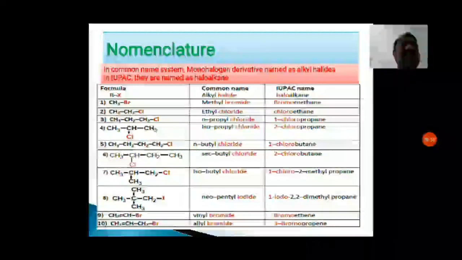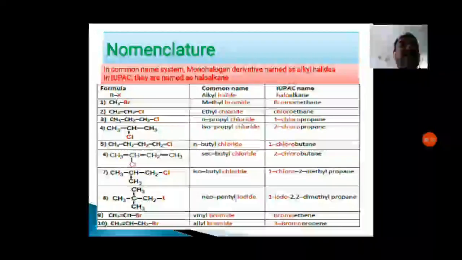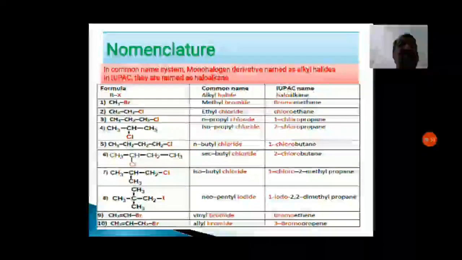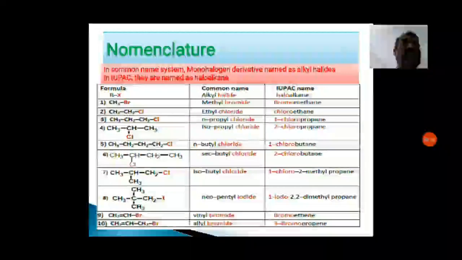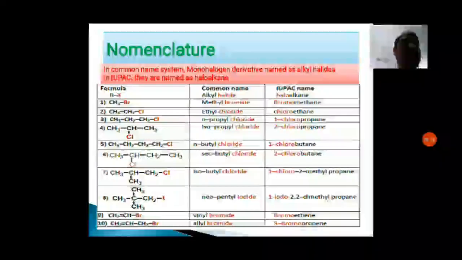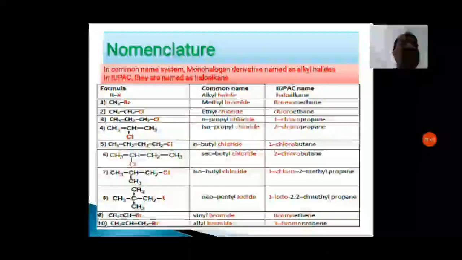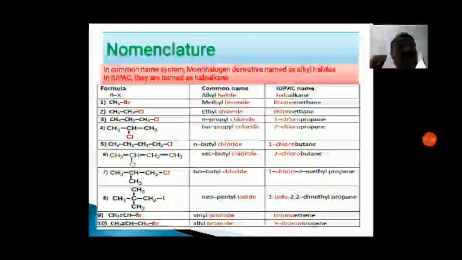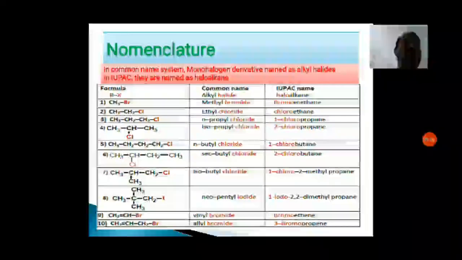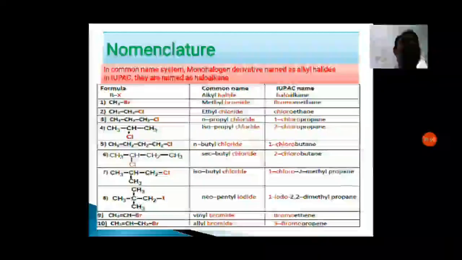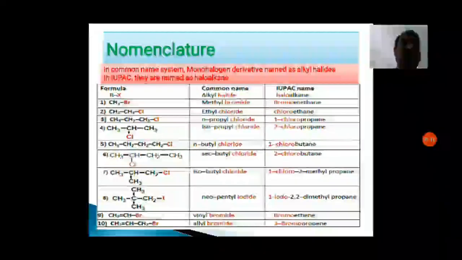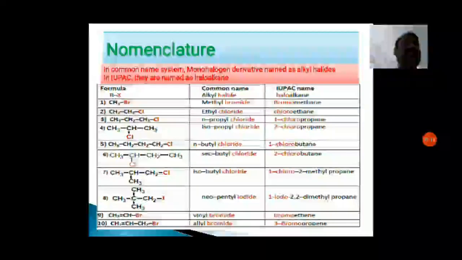The fifth example is an alkyl halide where the alkyl group is the N-butyl group, therefore its common name will be N-butyl chloride, and its IUPAC name is 1-chlorobutane. Why is it 1-chlorobutane? Chlorine is attached to the first position and the longest chain is of butane, that is, its corresponding alkane is butane.